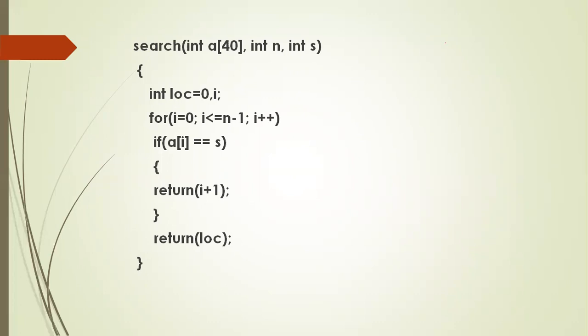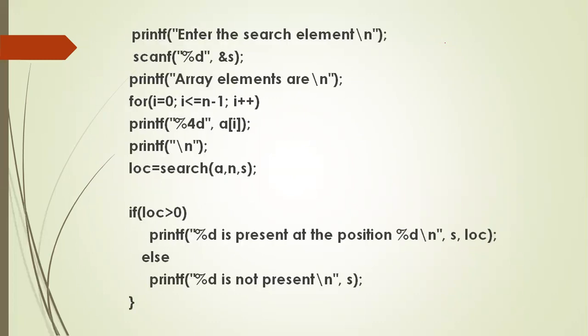Then A3. A3 is equal to 40? Yes. In that case, return I plus 1, because this condition was true when I becomes 3. So return I plus 1. I is 3, so 3 plus 1 means 4. So return the value 4. In that case, LOC becomes 4, which means the message will be: 40 is present at position 4.